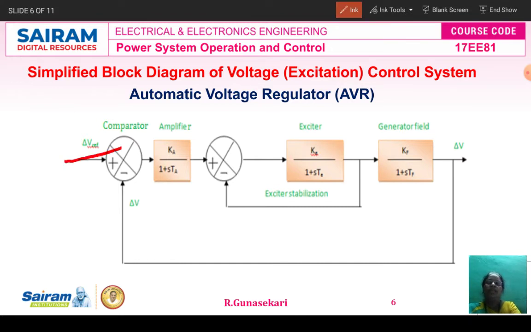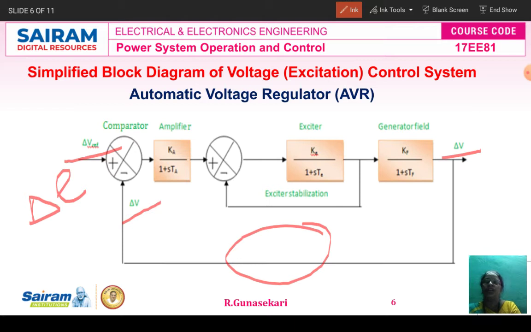Input is del V reference, output is del V. The closed loop, here you see the feedback is equal to 1. So the del V is fed to the comparator, that is minus del V, plus V reference. So V reference minus del V is equal to the error signal del E, that is the output of the comparator.